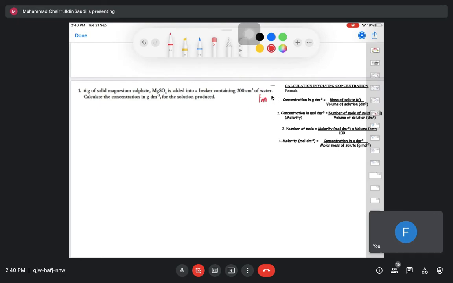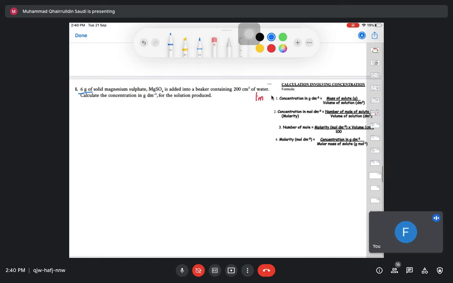Okay. Question number 1. 6 gram of solid magnesium sulfate is added in 200 cm cube of water. Calculate the concentration in gram per dm cube. Using formula number 1, mass of solute 6 gram divided by 200 cm cube per 1000 to change it to decimeter cube. Then we will have 30 gram per dm cube. 1 mark.